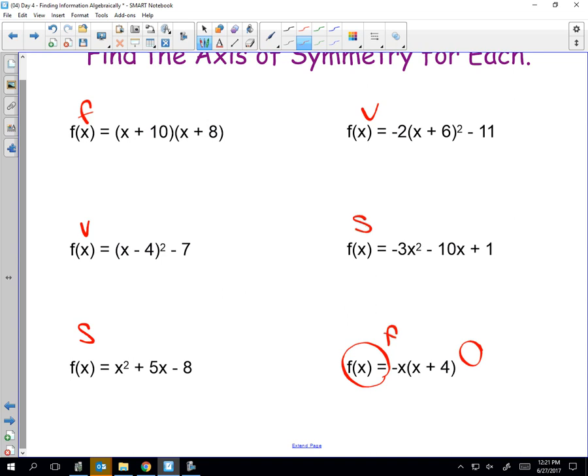Let's start with vertex. Vertex is the easiest way to find your axis of symmetry. So we have x equals, and remember, it's just the opposite of the inside value.